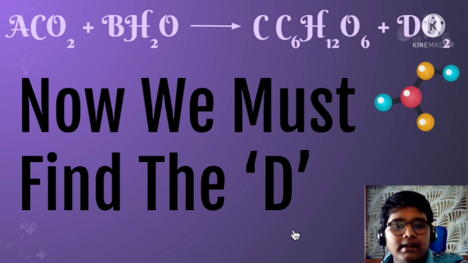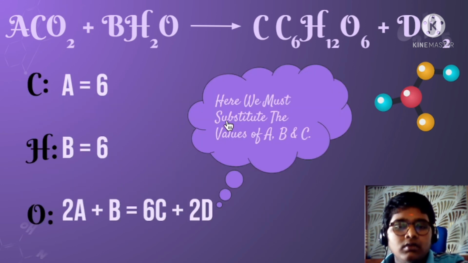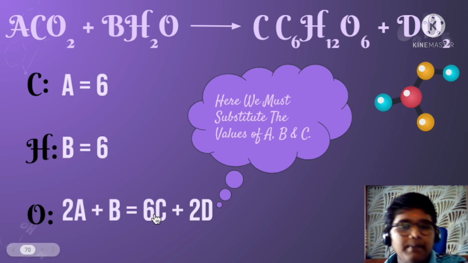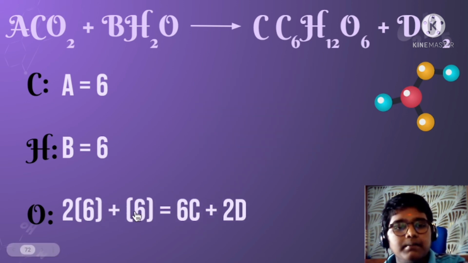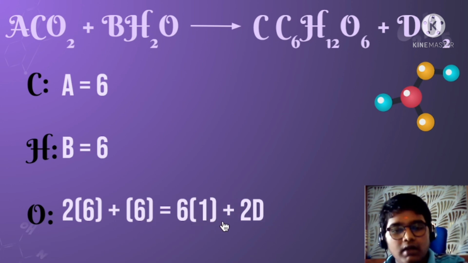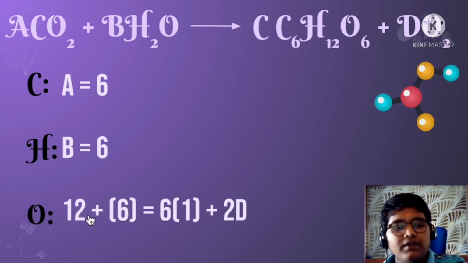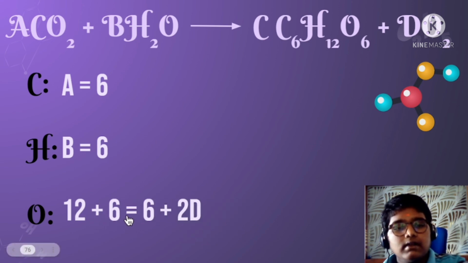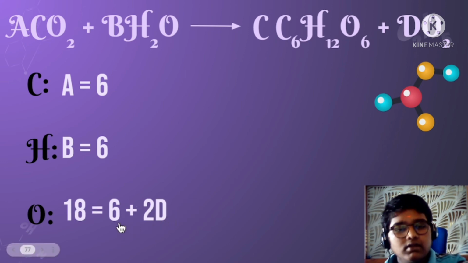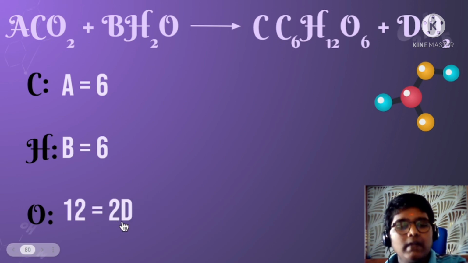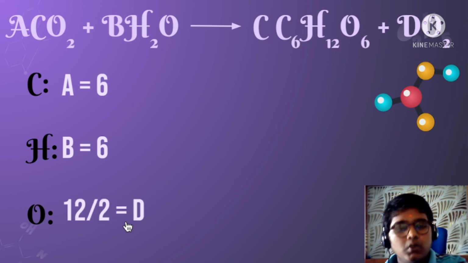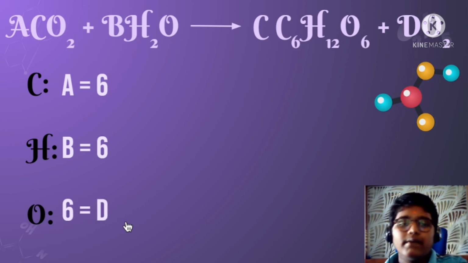Now we must find the D variable. So here we substitute the values of A, B and C as we got previously. So 2 of 6 plus 6 equals 6 of 1 plus 2D. If we simplify, 12 plus 6 equal to 6 plus 2D. So 18 equals 6 plus 2D. If you transpose 6 there, it will be minus. So 12 equal to 2D and D equal to 12 by 2, which makes D equal to 6.